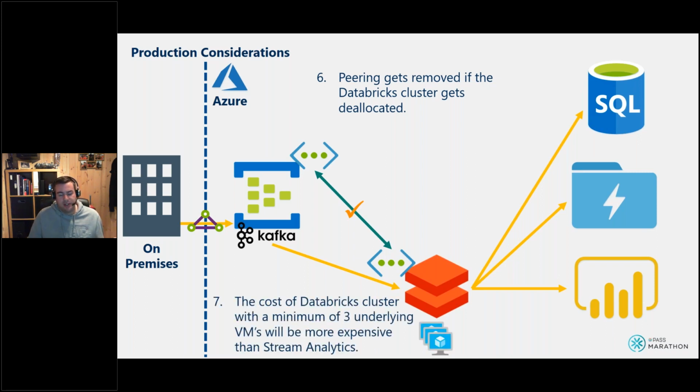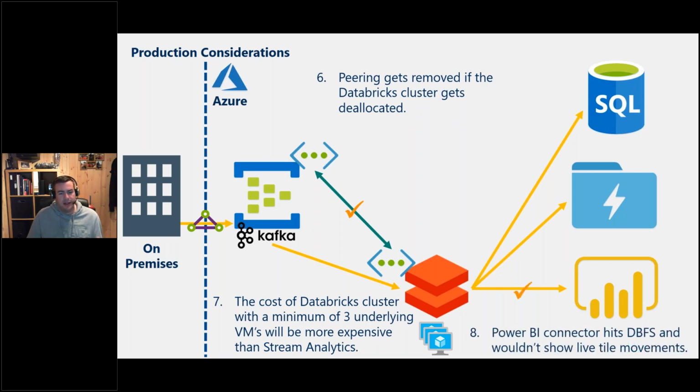The other consideration here, if you decide to go with this architectural approach, is that Databricks, perhaps as a cluster, is going to request a minimum of one control node and perhaps two worker nodes. So that cluster, that infrastructure that sits under there, might be a little bit more expensive than the equivalent Stream Analytics service and the VMs associated with those streaming units.